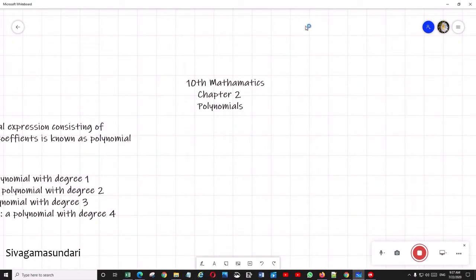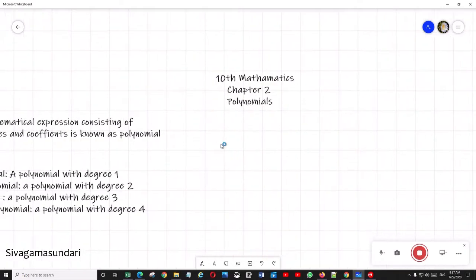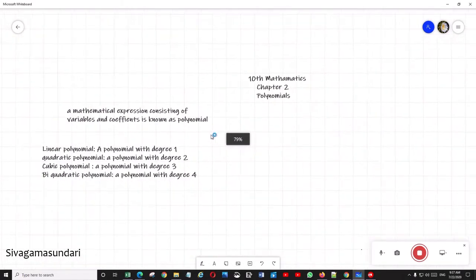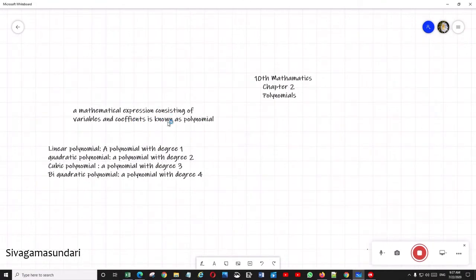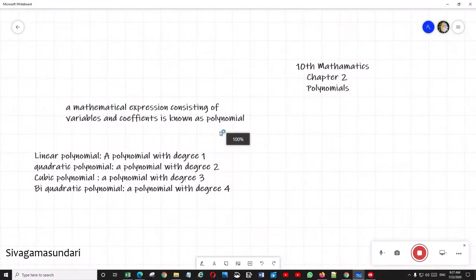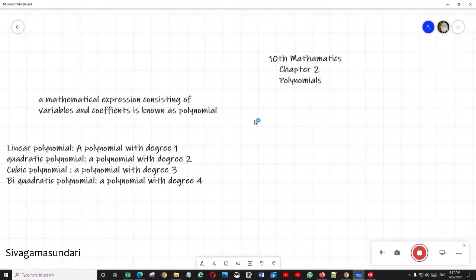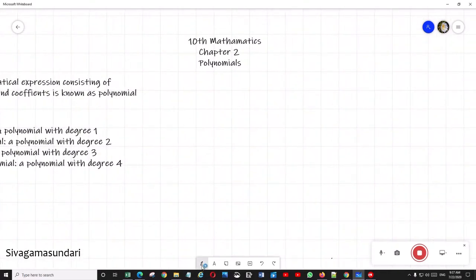Good afternoon everybody. Today we are going to see the second chapter in 10th mathematics, polynomials. So what is a polynomial? A mathematical expression consisting of variables and coefficients is known as a polynomial. Next, what is the degree of the polynomial?